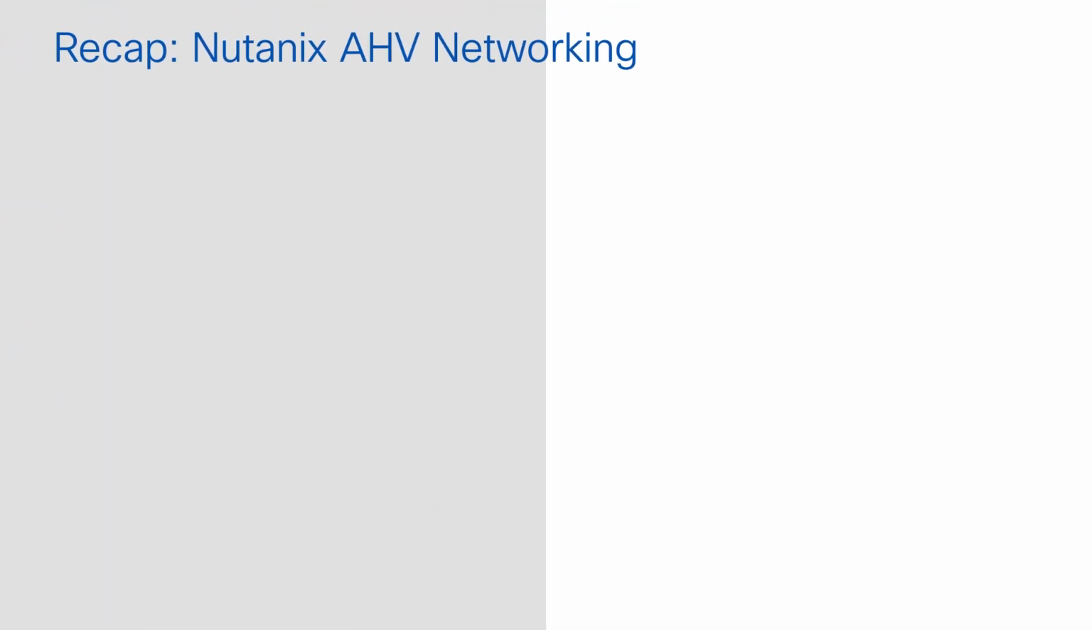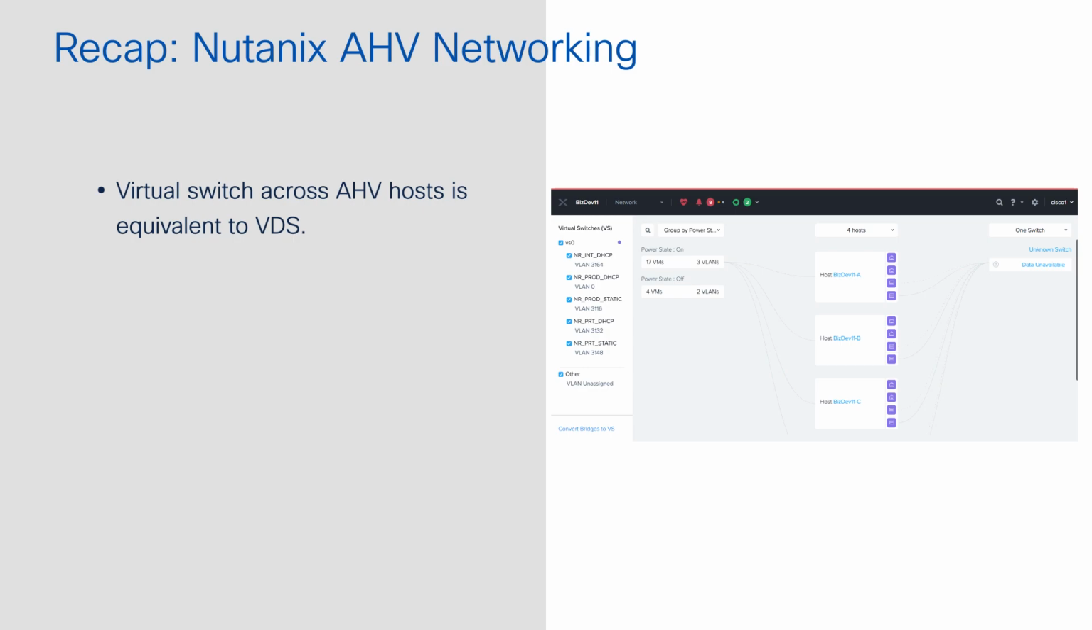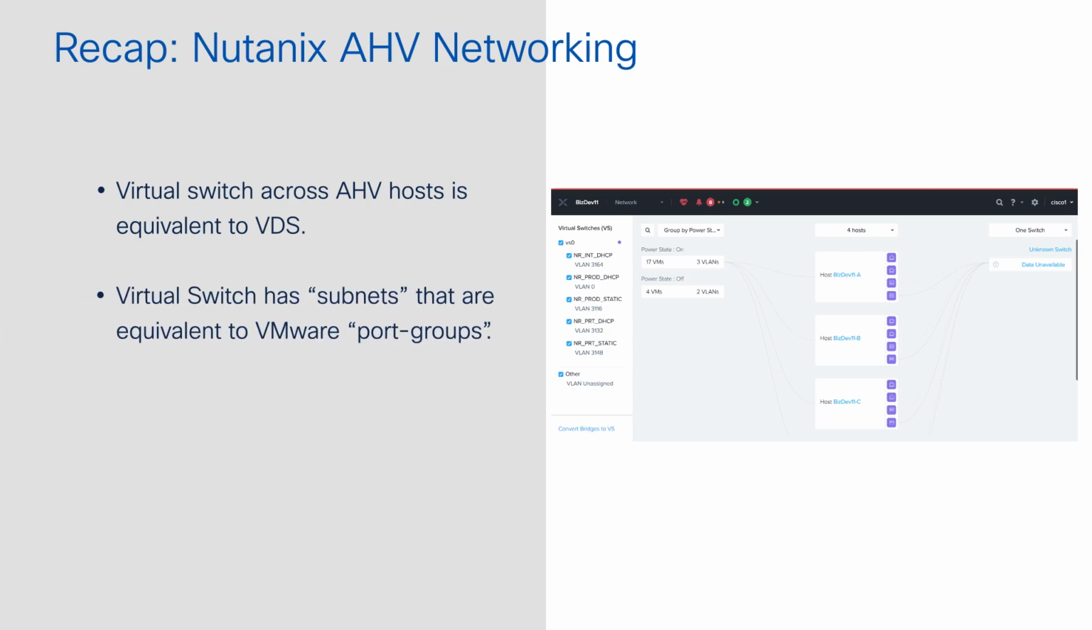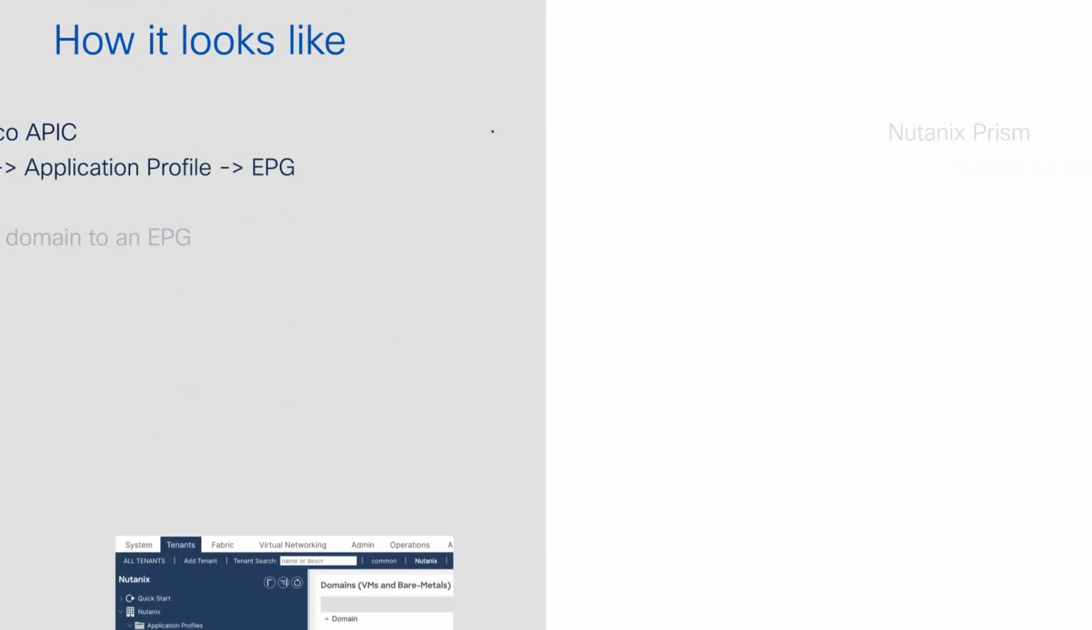Two important components in Nutanix AHV networking. Virtual switch is the distributed virtual switch across AHV hosts in the cluster. Virtual switch has subnets that are equivalent to VMware port groups. Please note that it's not IP subnet. VM NIC is attached to a subnet. This is how it looks like.